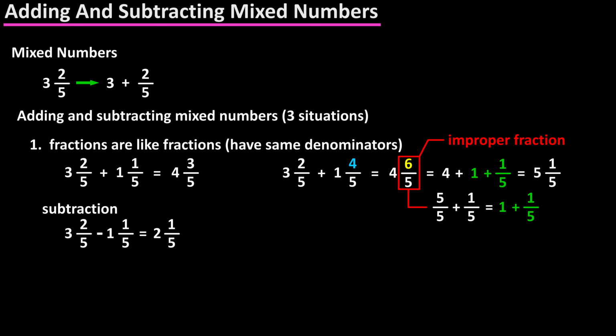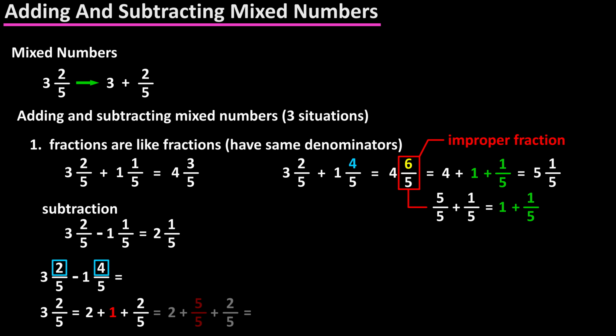If we were subtracting, say, 3 and 2 over 5 minus 1 and 4 over 5, then it does require a little more work. In this problem, the numerator in the second fraction is greater than the numerator in the first fraction, as 4 is greater than 2. So we need to borrow from the 3, which gives us 2 plus 1 plus 2 over 5, which we can write as 2 plus 5 over 5 plus 2 over 5, which is 2 and 7 over 5.